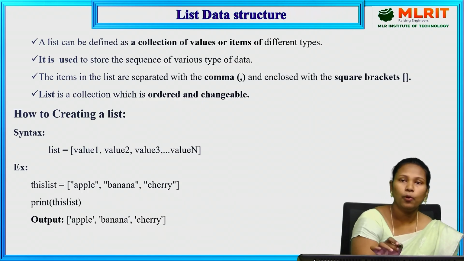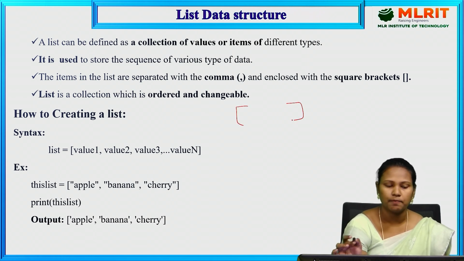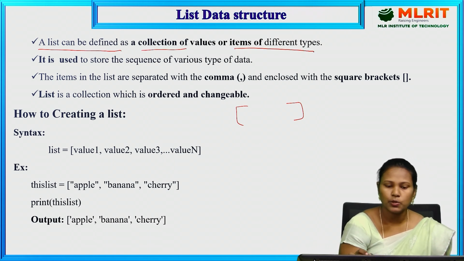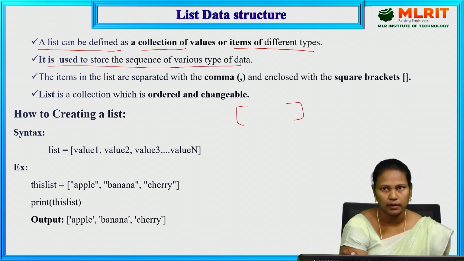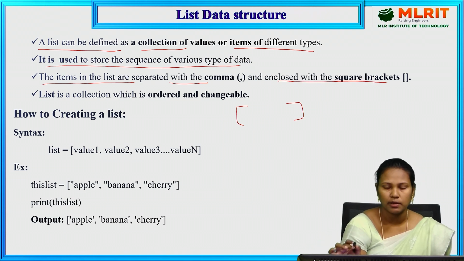So now, what is a list? The list is nothing but a group collection of elements. Whatever the data type, it supports mixed data, and it supports the same type of data also. It is represented with square brackets. A list can be defined as a collection of values or items of different types. Each value is separated with a comma. It is used to store the sequence of various types of data, and mixed types of data also. The items in the list are separated with a comma and enclosed with square brackets. With the help of the square brackets only, we can identify it is a list.